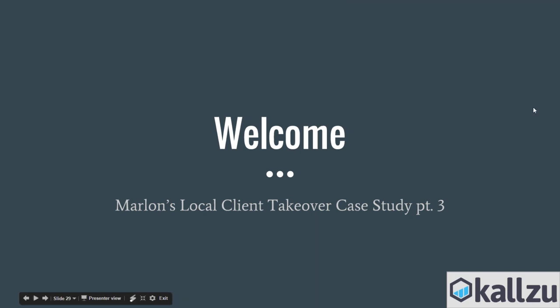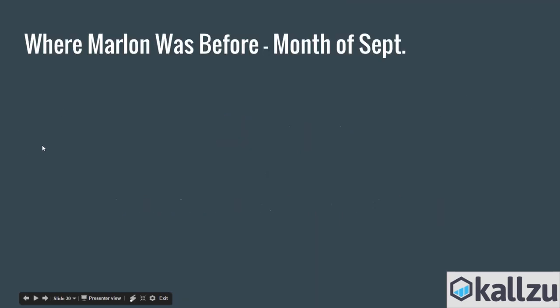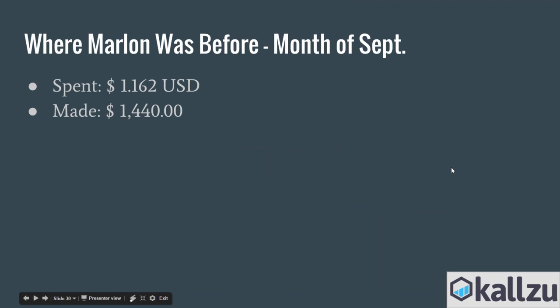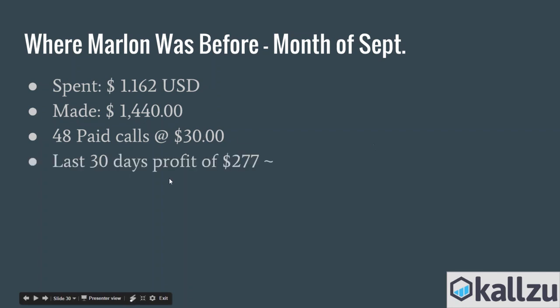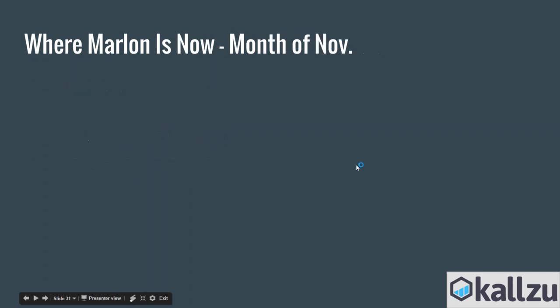So we're going to talk about Marlon's case study part 3, just to give you a snapshot of where he was before. Some of you have followed along on the case study. So the month of September, which is prior to Marlon and I working together, he spent $1,162, and he made $1,440. So that gave him a profit. 48 paid calls at $30, $1,440. That gave him a profit in the 30 days prior to working with me of about $277, roughly.